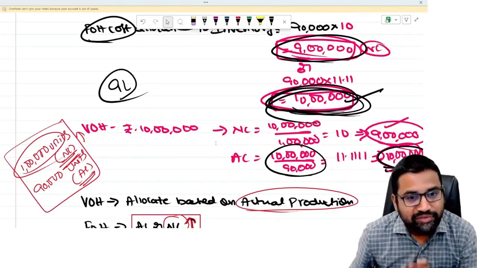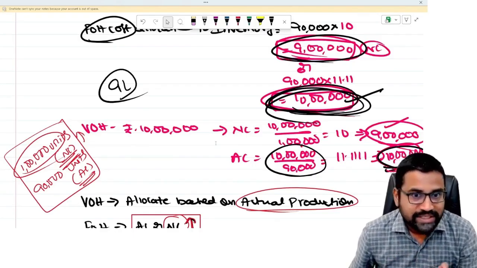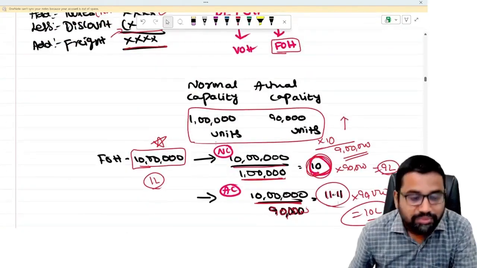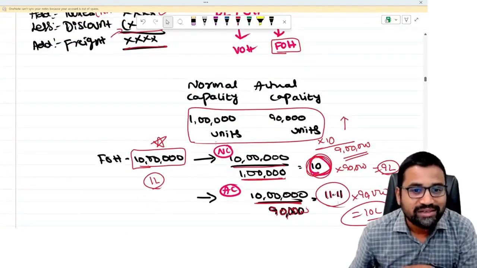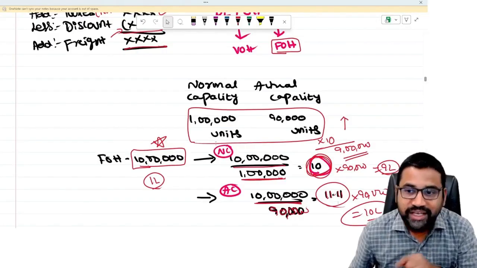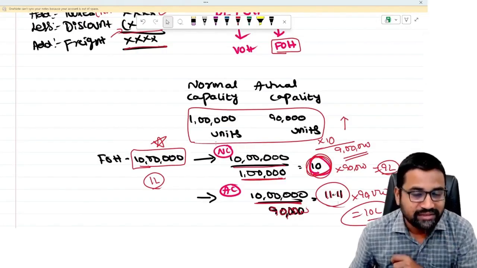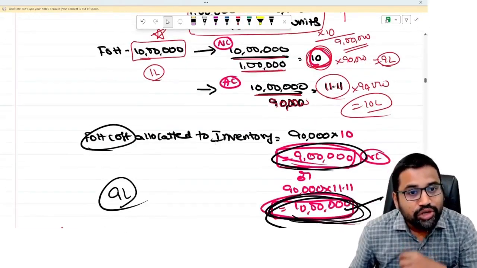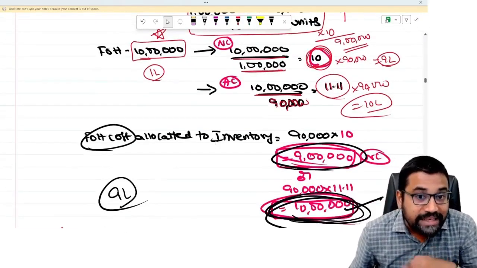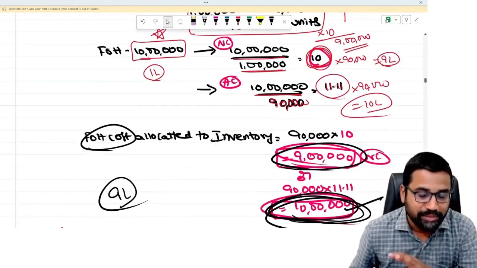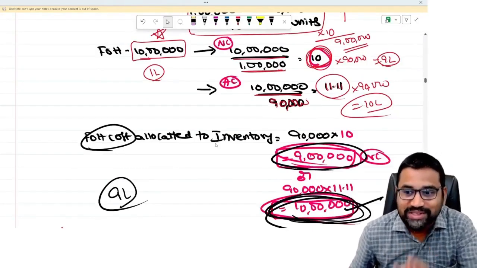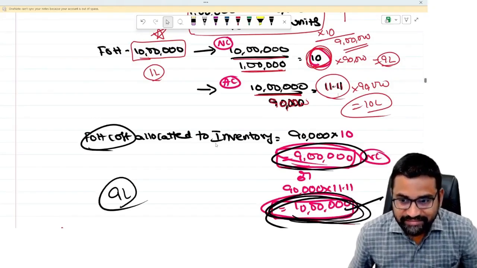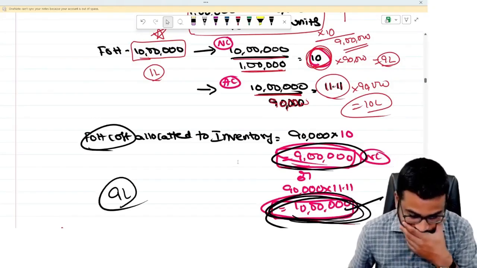Can your weakness be your strength, sir? No. See, actually you have produced 90,000 units, but you can produce 1 lakh units. That means 10,000 units is because of your poor planning. So poor planning you have wasted. Now you want to include that 10,000 units proportionate fixed overhead cost also as a part of this. It is not correct now. So that's it.